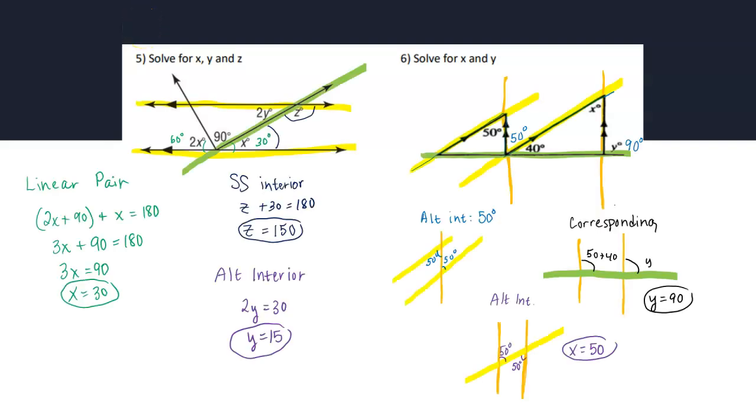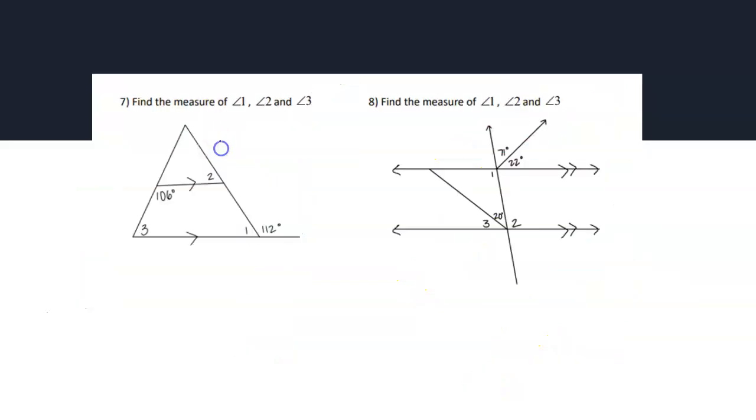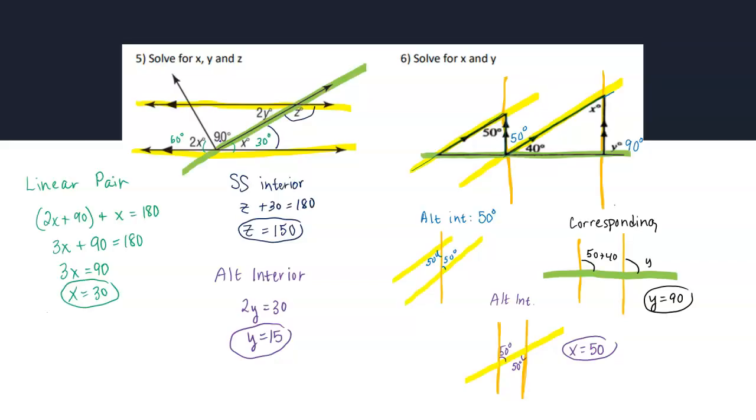I want to emphasize there's more than one way to see these problems, so if you saw a different thing but you were able to get the same answer, it doesn't mean that you're wrong. I first saw a linear pair made up with the 2x plus 90 angle and the x, so I added those together to get 180. I solved for x and I got x equals 30.